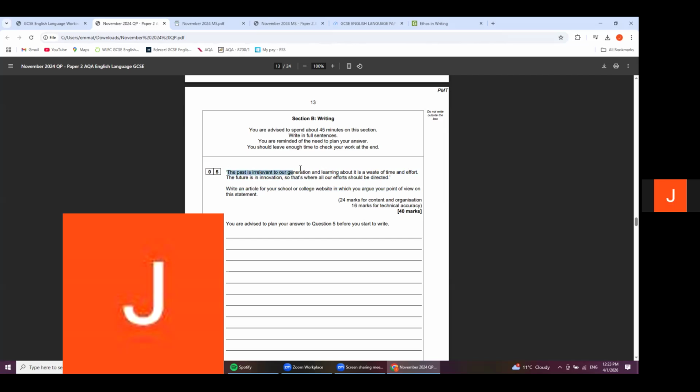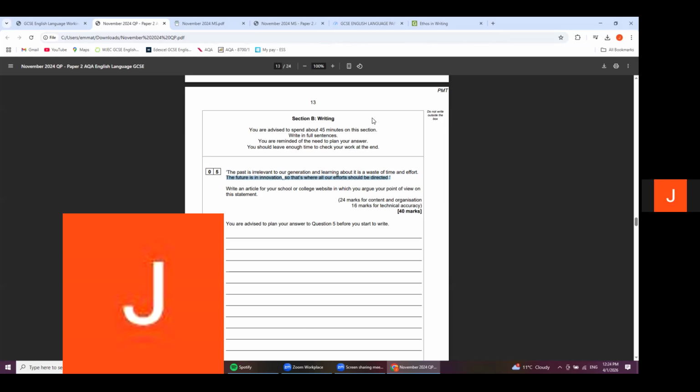The past is irrelevant to our generation: that's my first paragraph. The second bit, learning about it is a waste of time and effort: that's my second paragraph topic. The last one is this statement here; I've broken it down already. The statement will give you ideas and inspiration. So that's going to be my 3-paragraph structure. Because it's an article, I'll also want to start it with an introductory paragraph and maybe a short headline, and then I'll finish it with a conclusion at the end. So in essence, I've got 5 paragraphs there ready to go.